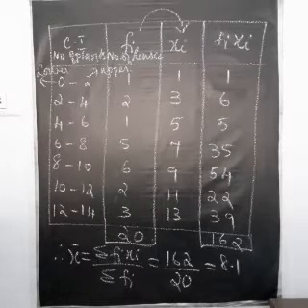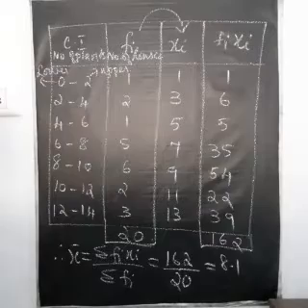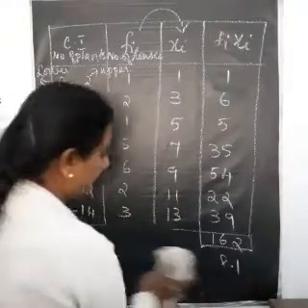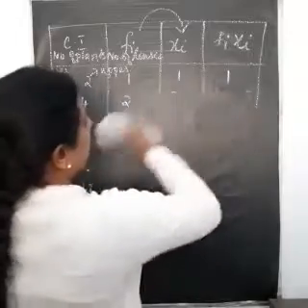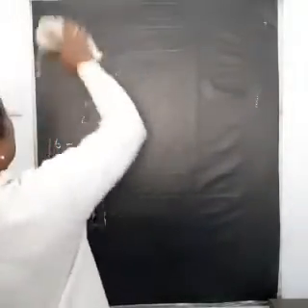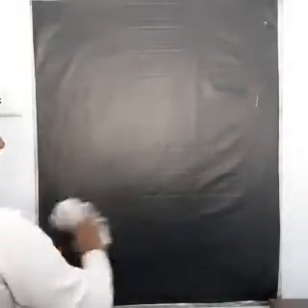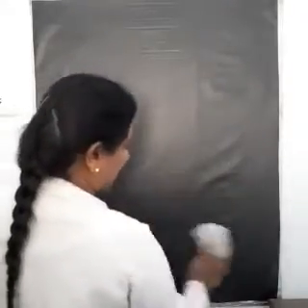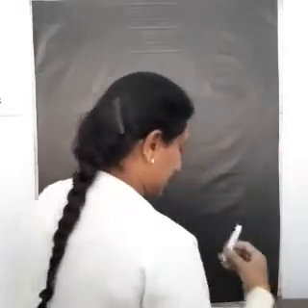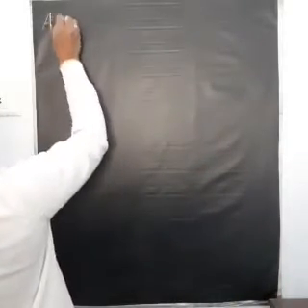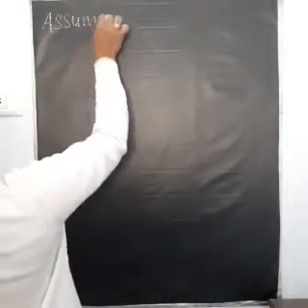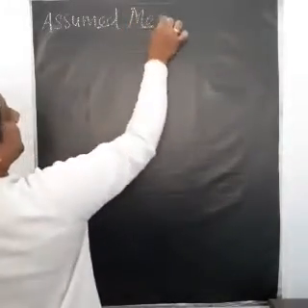Okay, have you understood? Okay. Now let us go to the second method, which is known as the assumed mean method. The first method is very easy. I had already taught it to you in class 9. Anyway, this is just a recap of that. Now we'll go on to the next method, the assumed mean method.